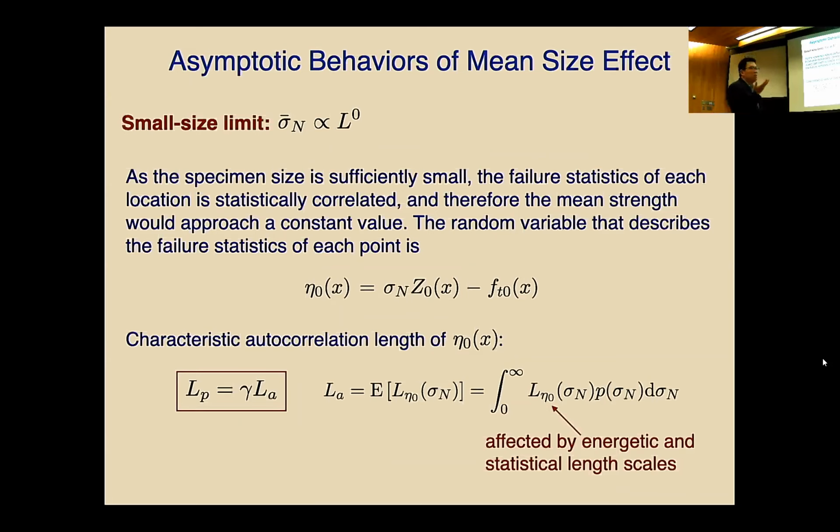Actually, the reason is very simple. If you can just imagine a specimen is very small. If a specimen is very small, then you can see the failure statistic at each point become fully correlated. Because we do have a correlation structure here, right? So if a specimen size is small, if one point fails, the next point will fail together. So therefore, the mean strength has to be a constant.